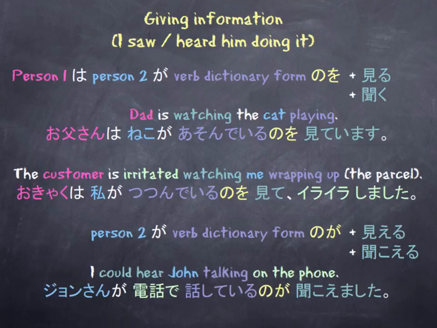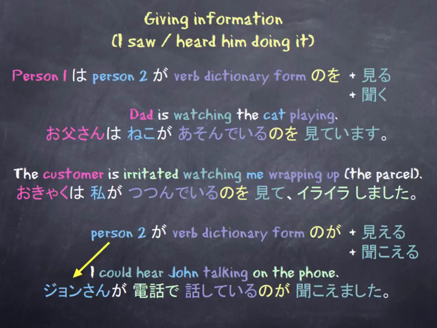ジョンさんが電話で話しているのが聞こえました. So in this case, I am person 1. Therefore, I can be omitted from the sentence because it's automatically assumed I'm already talking about myself. So we only need to have person 2 in this example. And in this case, that's John. So we have John here, ジョンさんが.